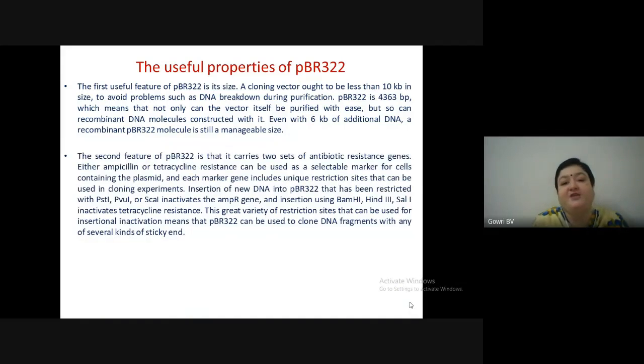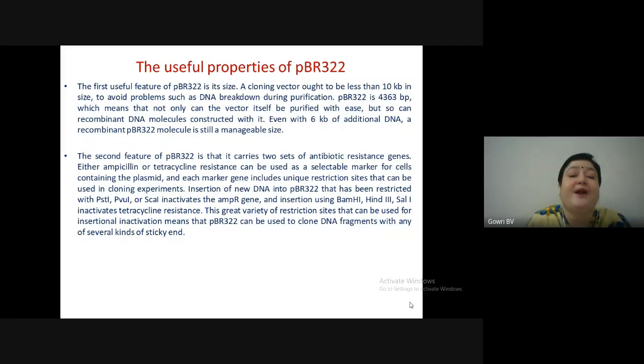The second feature of pBR322 is that it carries 2 sets of antibiotic resistance genes. As I already told you, it contains either ampicillin or tetracycline resistance as selectable marker. Each marker gene includes unique restriction sites that can be used in cloning experiments. Insertion of new DNA into pBR322 that has been restricted with PstI, PvuI and ScaI inactivates the ampicillin resistance gene, and insertion using BamHI, HindIII and SalI inactivates the tetracycline resistance gene. What I mean is, if you cut with the 3 restriction endonucleases PstI, PvuI, ScaI, it will inactivate ampicillin resistance. Whereas, if you restrict with the 3 other restriction endonucleases BamHI, HindIII, SalI, it will inactivate the tetracycline resistance gene.